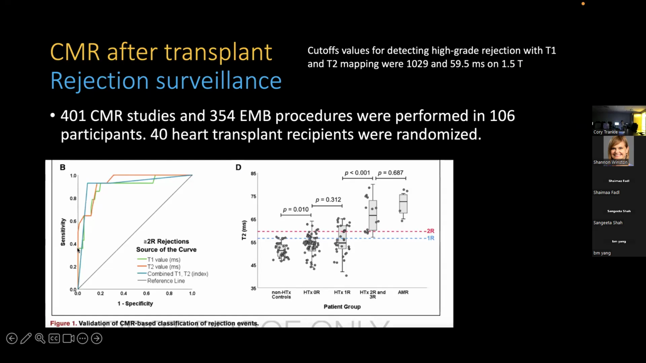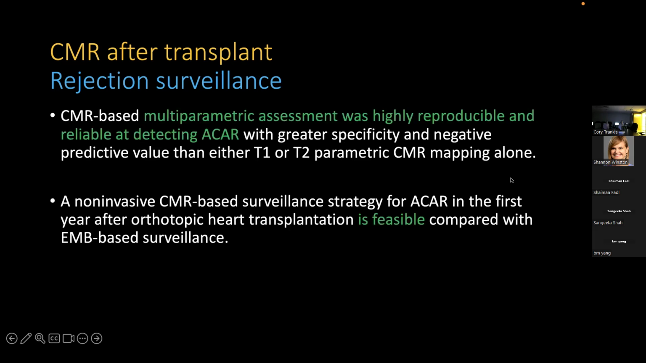And they found that there was elevation of the T1 and T2 values in patients with grade 2R acute cellular rejection. At the same time, the T2 elevation here was higher, if you notice, above 59 in patients with 2R rejection. These are the values in those patients with grade 2R rejections. The T2 values are elevated. Maybe this is a 59 cutoff or something.